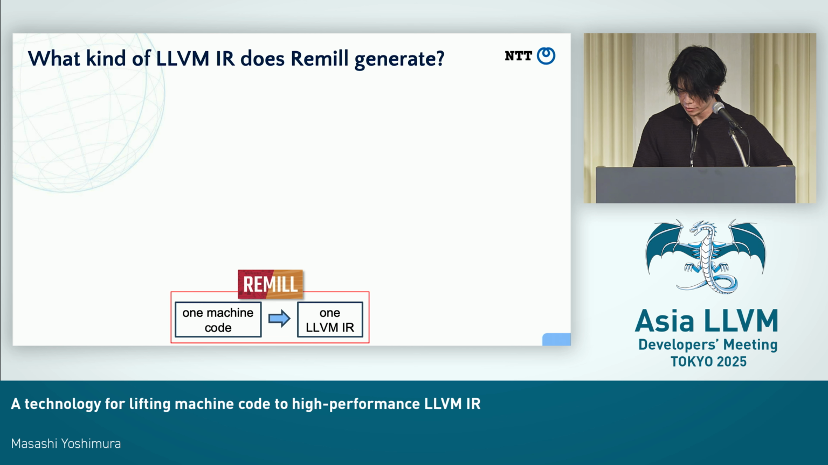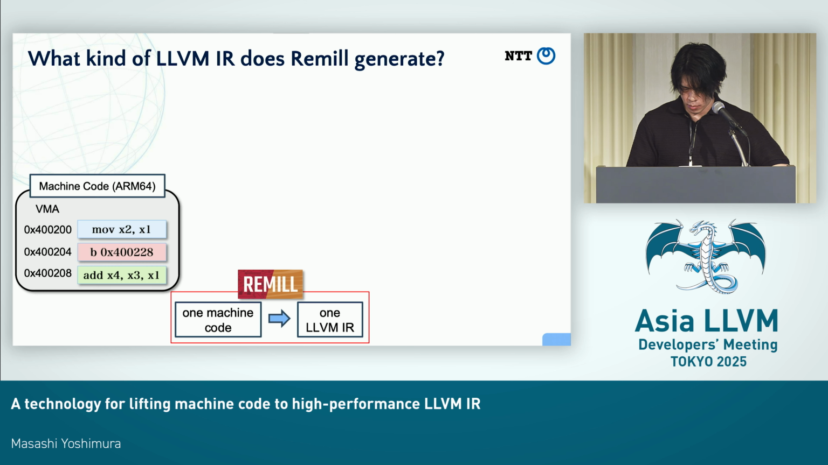Next, I'll explain what kind of LLVM IR Remill generates, and then introduce a new optimization pass that turns it into a higher performance LLVM IR. First, Remill translates each machine code instruction into a single LLVM IR basic block. As sample instructions for this demonstration, we'll use three ARM64 instructions: MOV, branch, and add. Below, I'll explain how Remill translates each of these three instructions.